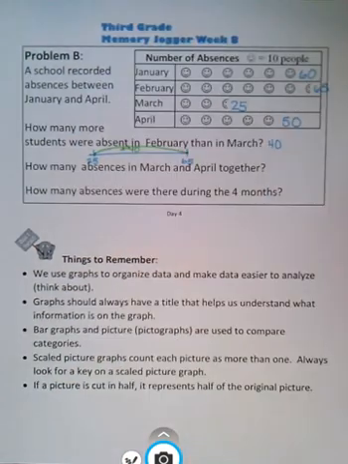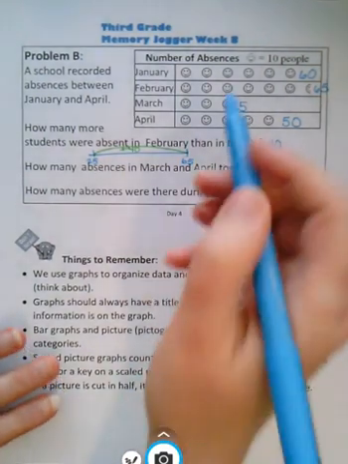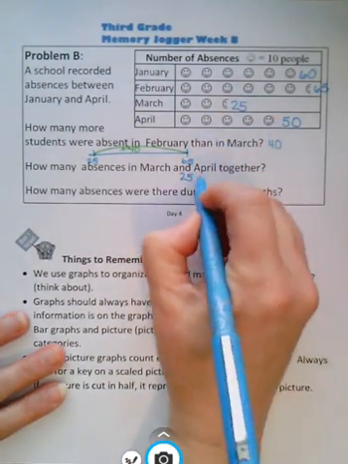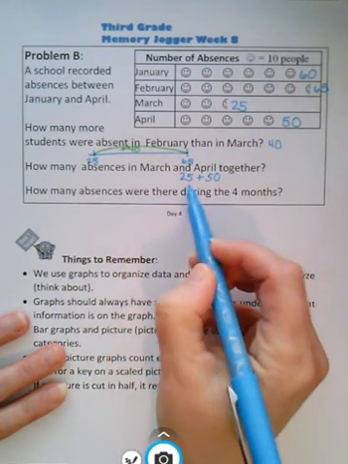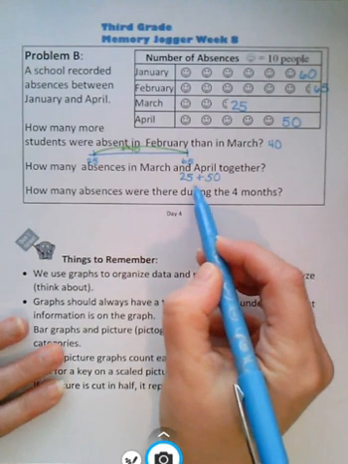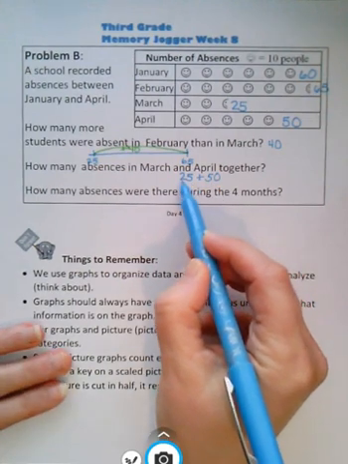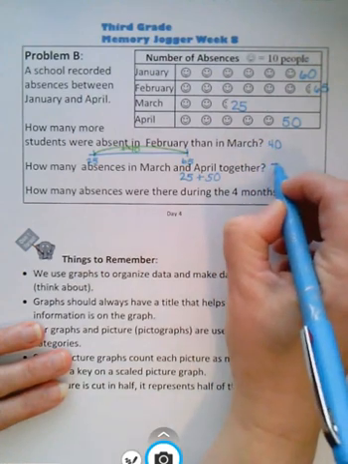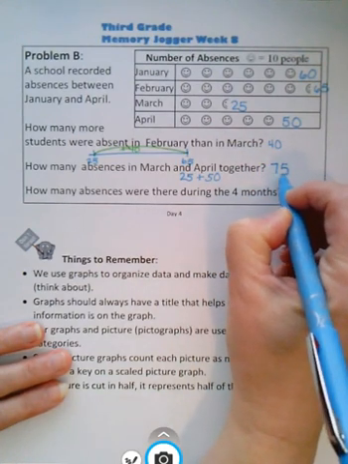How many absences in March and April together? So I see that March is 25 and April is 50. I can use what I know about quarters with this. That's like 1 quarter and 2 quarters. So together it would be like 3 quarters. So I can add those together, or I can think 20 and 50 is 70 and 5 more. So either strategy would help me get to 75.